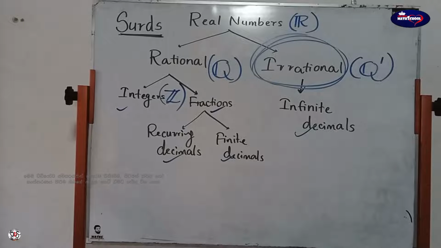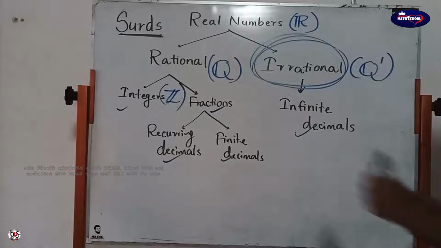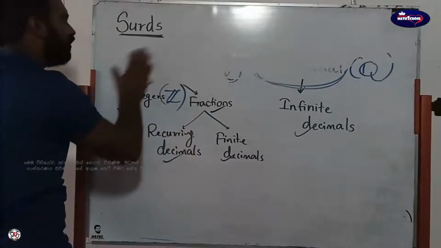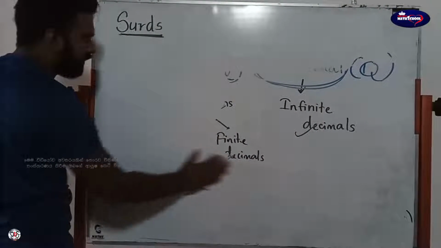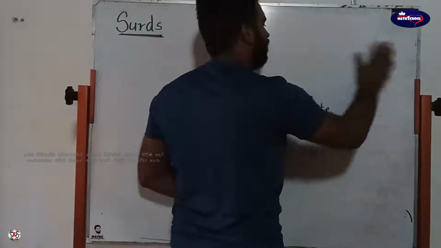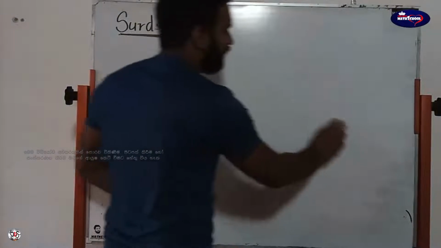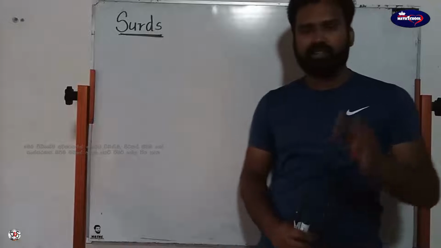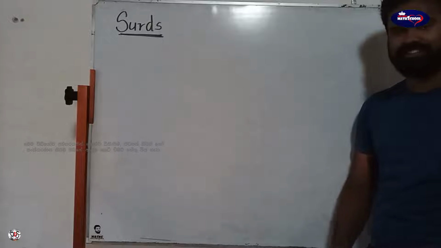Right. Now I will discuss the surds. First write down the topic as surds. Don't worry, slowly, one by one I will teach. We haven't used this word in earlier grades, so this is a new part. Don't worry if you don't know what surds are.